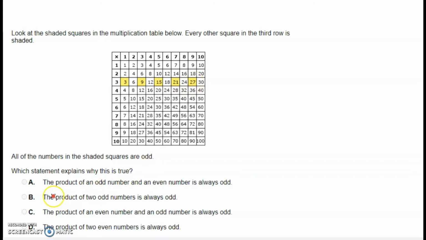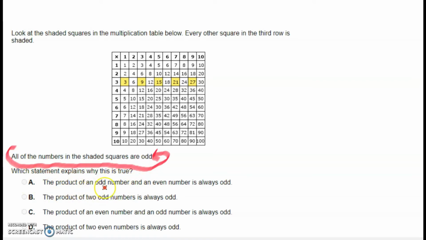Now let's see our choices. But before that, we have to read carefully what we have been told. It says all of the numbers in the shaded squares are odd. Yes, all those numbers are odd. That is true. Now, which statement explains why this is true?